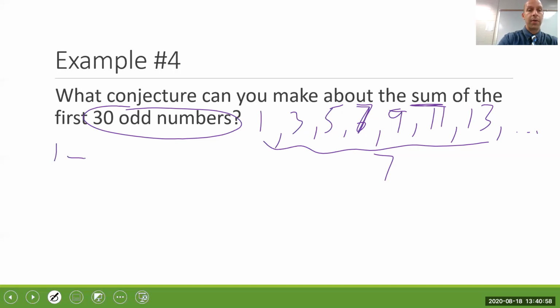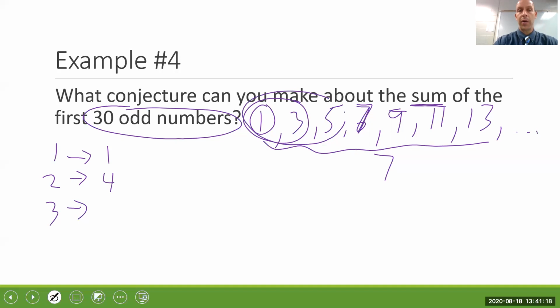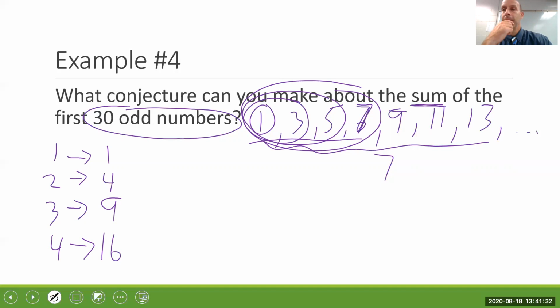Well, the first one is just 1, and 1 plus nothing is 1. What if I added the first 2? Well, if I add the first 2, that's this one and this one. 1 plus 3, that's 4. Okay, interesting. What about if I added the first 3? So that'd be these 3 here. So that's the last one, which is 4, plus 5 more. That's 9. Let's do one more here. Let's see if we can see a pattern. So if I add the first 4, that's these guys here. That'd be 7 plus, that's 16.